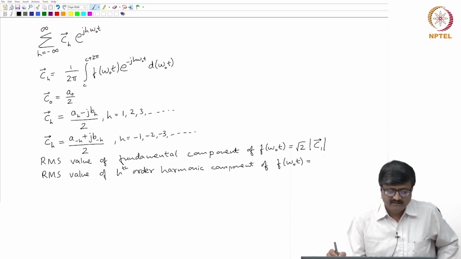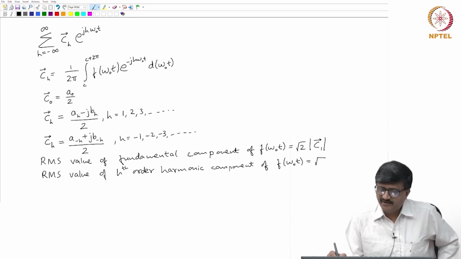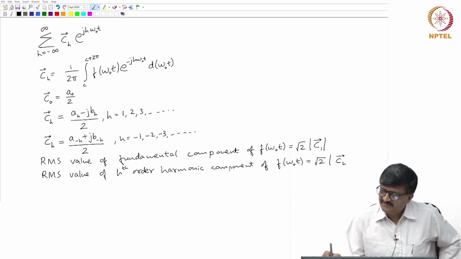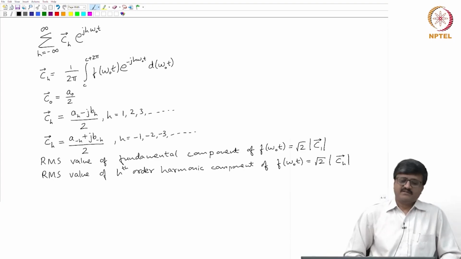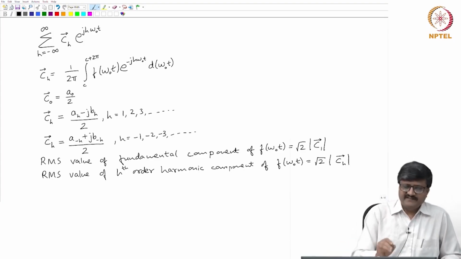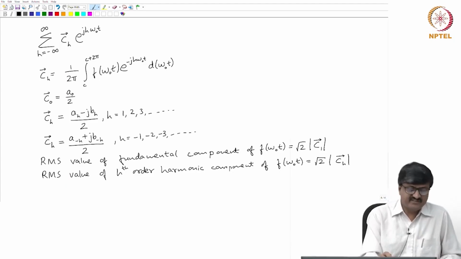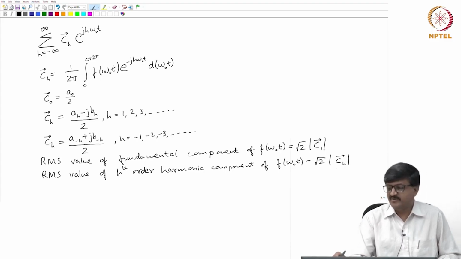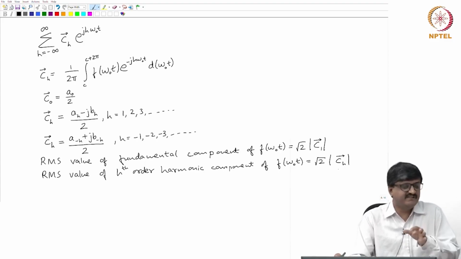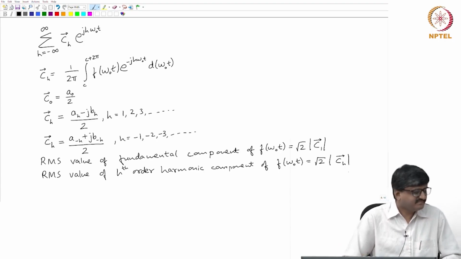So, for the Hth order harmonic component, the RMS value is root 2 times the absolute value of CH. When I say Hth order, H is positive. So, the contribution is coming from both CH and C minus H.